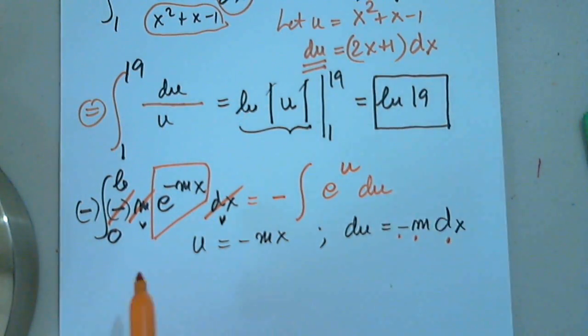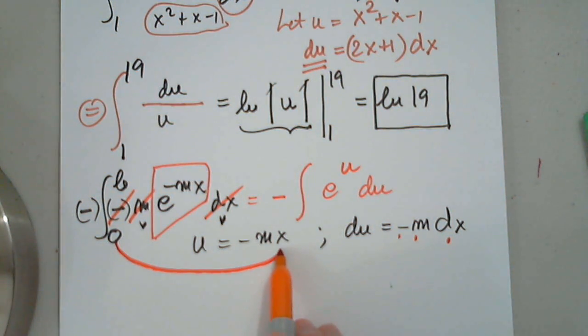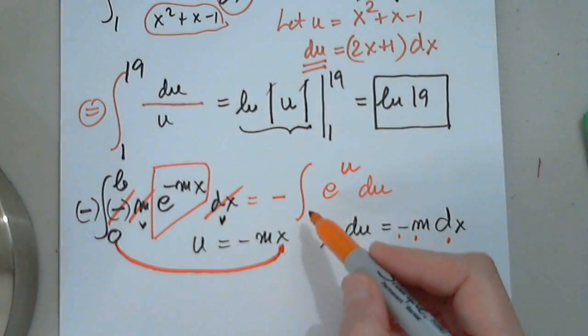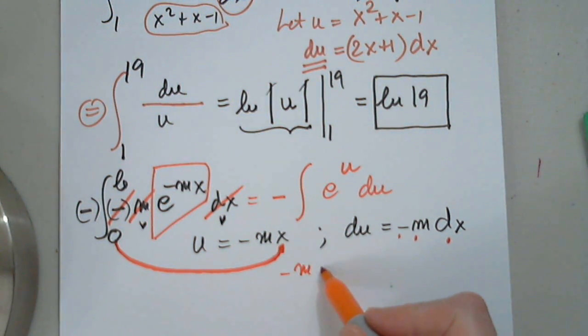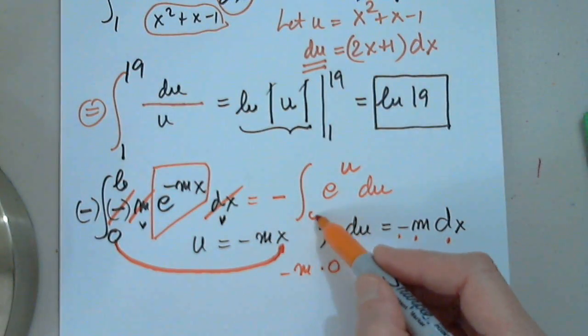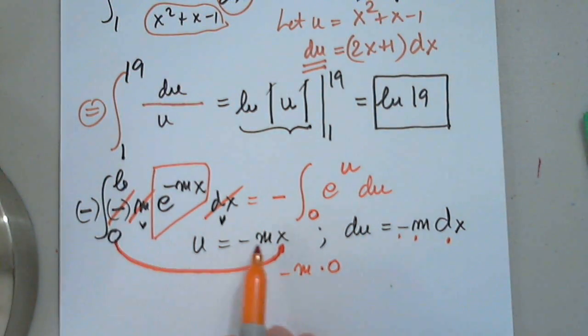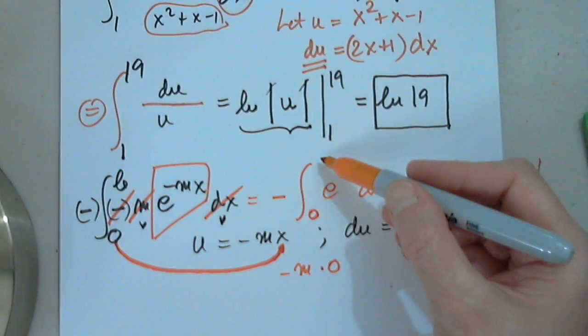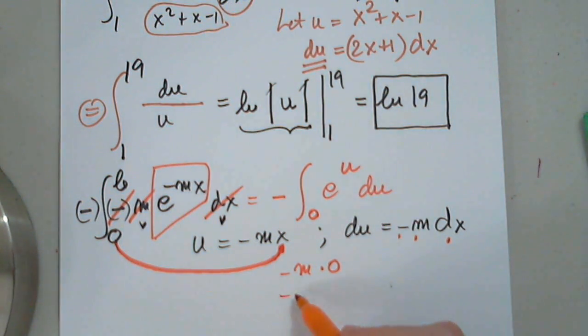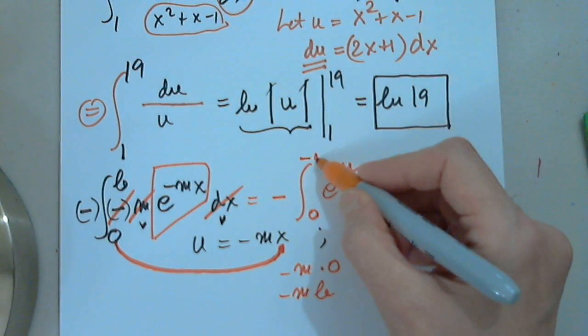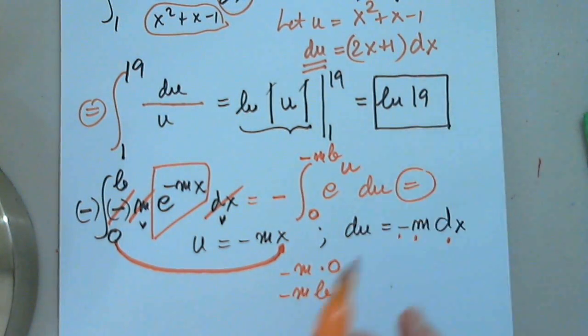Excellent. Careful now. When x is 0, how much is u? One more time. Negative m times 0. 0. Good. Now when x is b, what is the upper limit? Negative mb. That's it. Good. I'm jumping over all this.